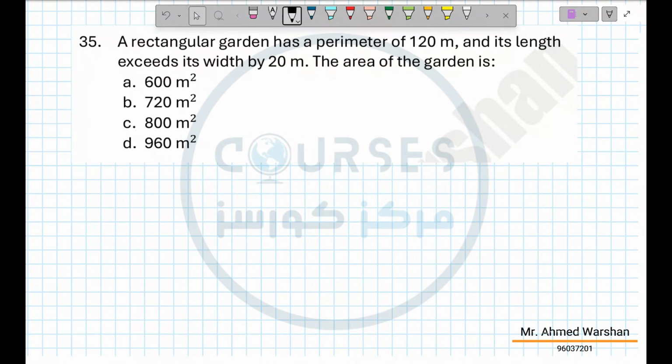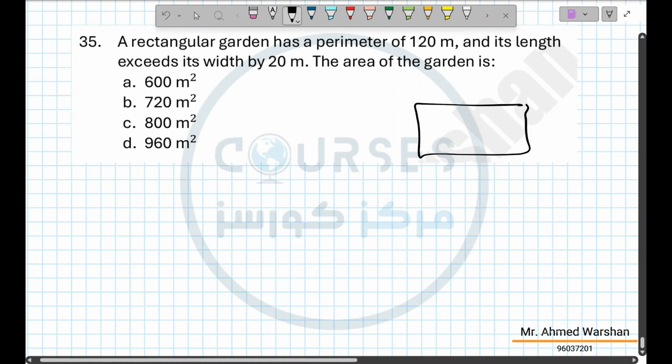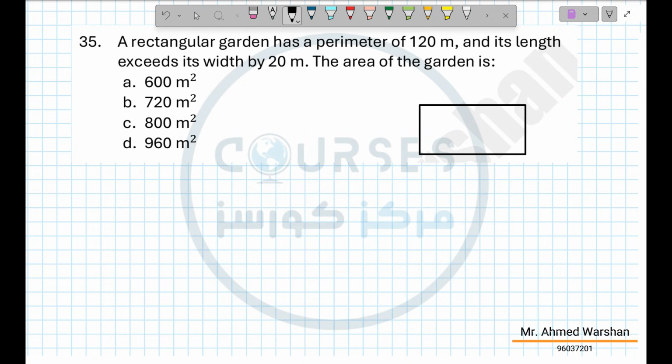A rectangular garden has a perimeter of 120, and its length exceeds its width by 20 meters. So we have a rectangular garden and the length exceeds the width by 20. So if this is the width, then the length is actually width plus 20. Okay, and we have a perimeter of 120.